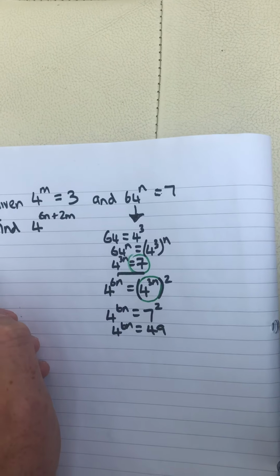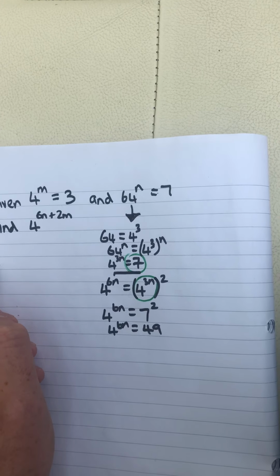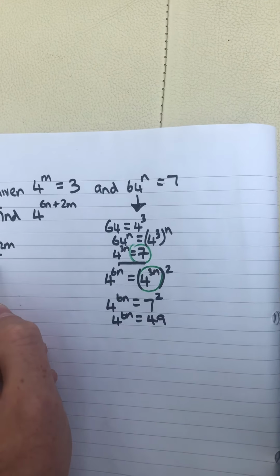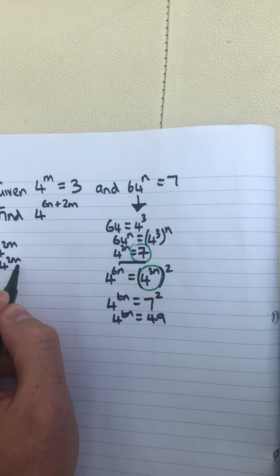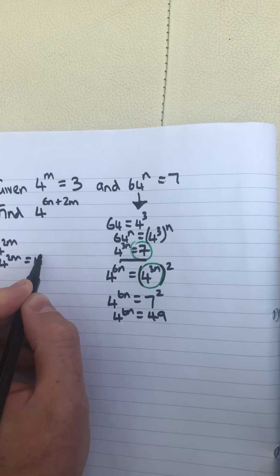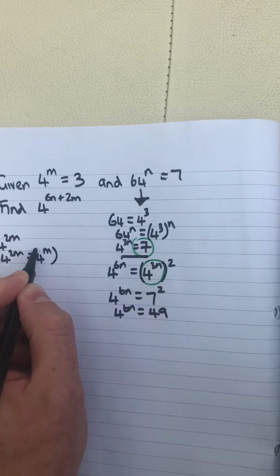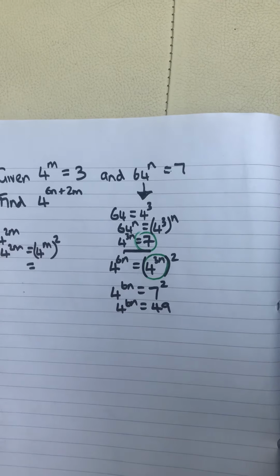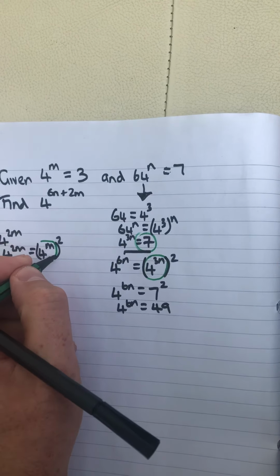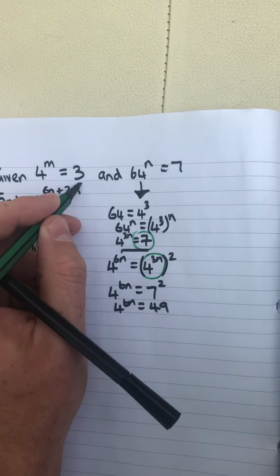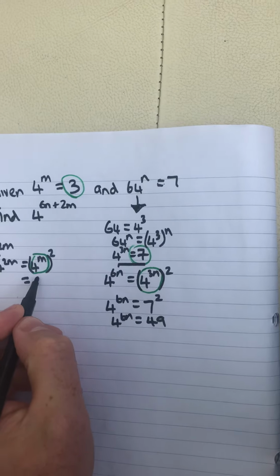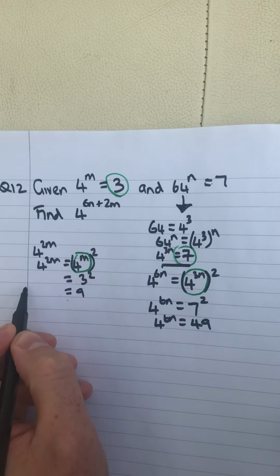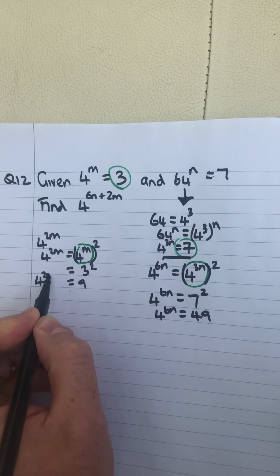So second part, what about 4 to the power of 2m? Well, I know what 4 to the power of m is. 4 to the power of 2m equals 4 to the power of m, squared, using your power laws again. Do I know what 4 to the power of m is? Well, I do, because it's there. It's 3. So 3 squared, which is 9. So 4 to the power of 2m is 9.